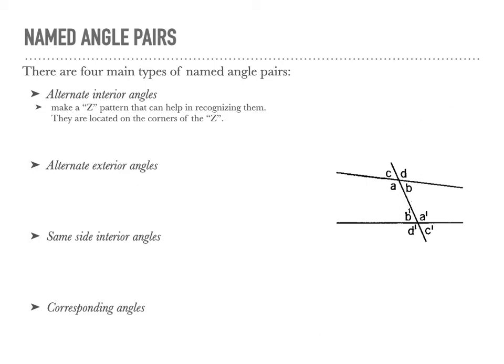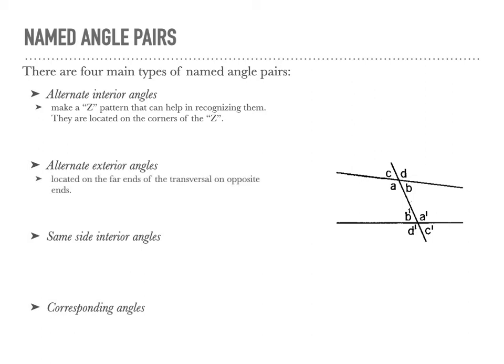So let's say you would make a Z in the interior area, and an example of a pair of alternate interior angles would be A and A1, and another example would be B and B1. So you can see they're both on the interior side of the transversal and they're both alternating.